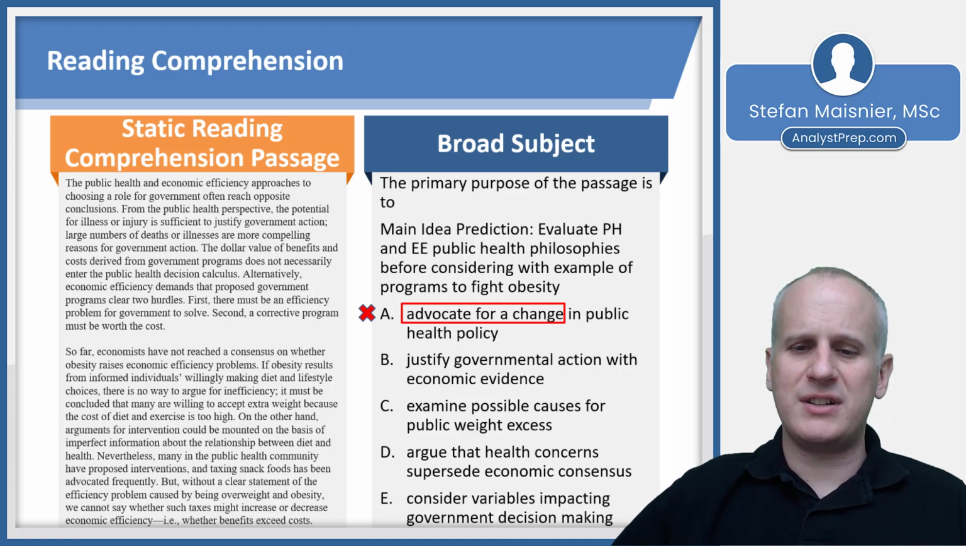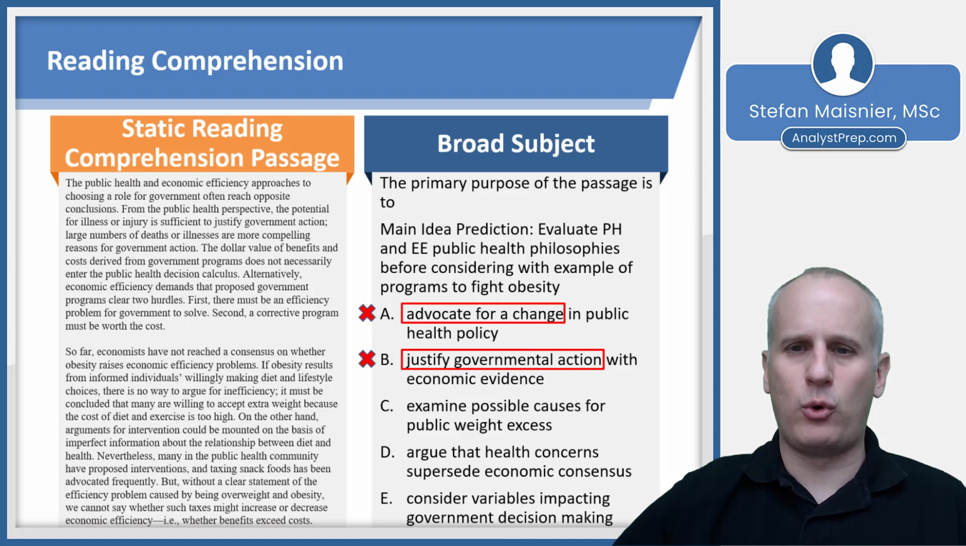And we've got B, justify governmental action with economic evidence. Well, again, there's no clear path forward for governmental action. So we can eliminate B as being a bit too extreme based on that, and our main idea prediction of just considering, not justifying.